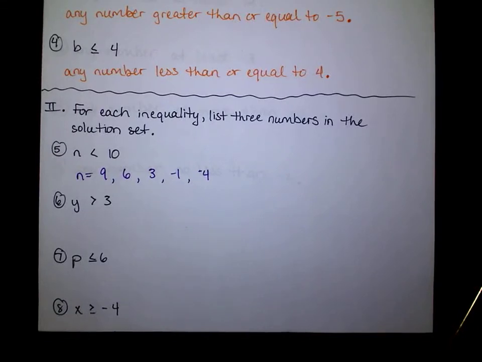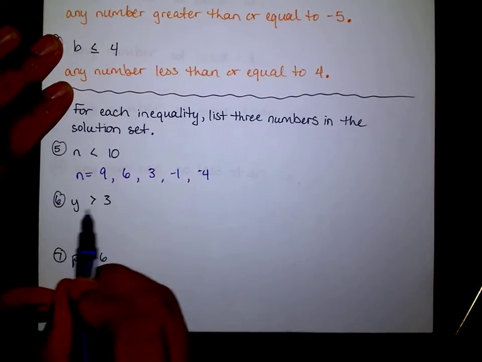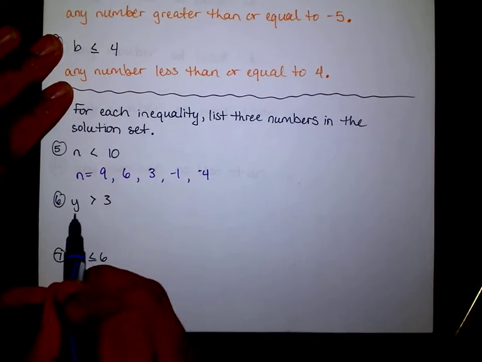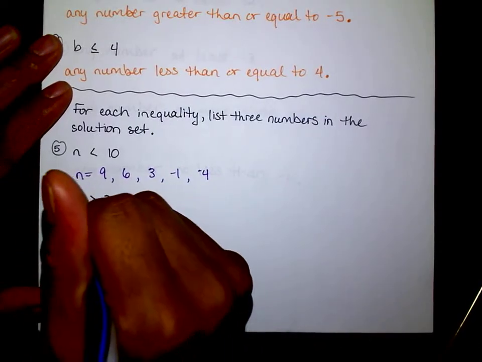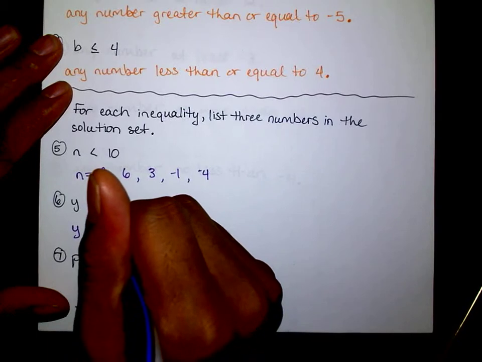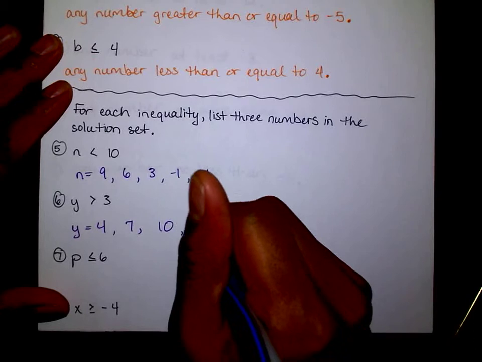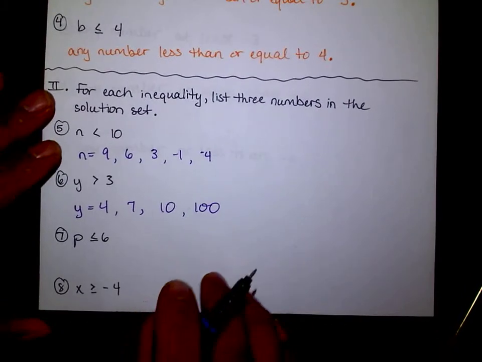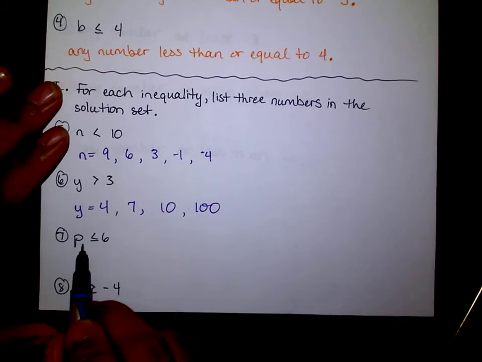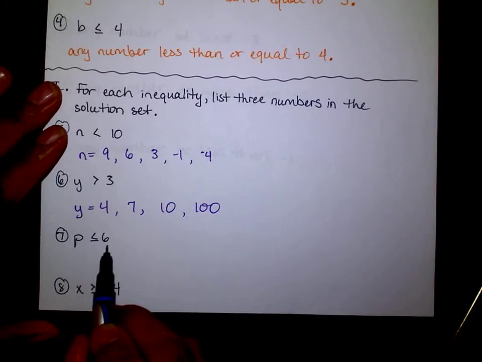All right. Now, here we go. We got this one. It says y is greater than 3. So this means any number greater than 3. Well, the first number greater than 3 that I can think of is 4. And then 7, 10, 100. It keeps going. Any number. Let's see here. P is less than or equal to 6. So any number less than or equal to 6.